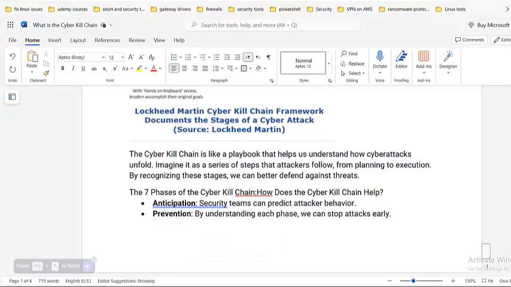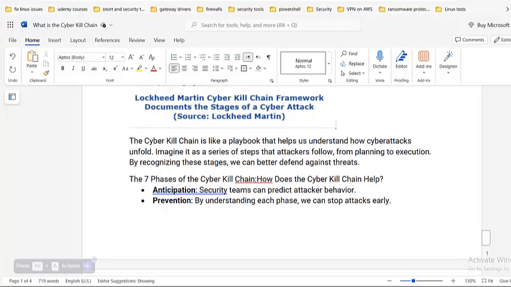The cyber kill chain is like a playbook that helps us understand how cyber attacks unfold. Imagine it as a series of steps that attackers follow, from planning to execution. By recognizing these stages, we can better defend against threats. 7 phases of the cyber kill chain. How does the cyber kill chain help?